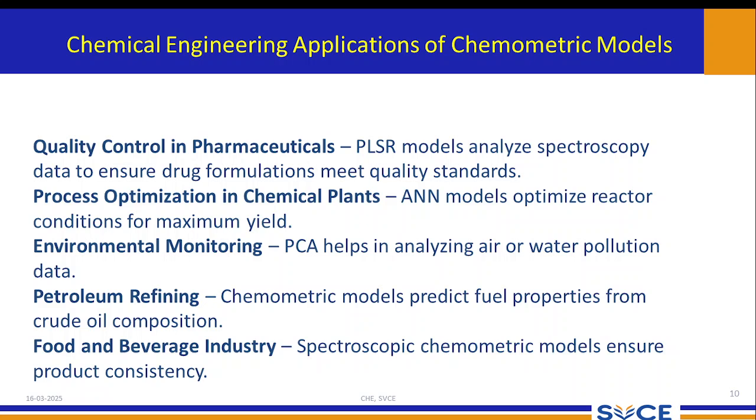Environmental engineering, principal component analysis, helps in analyzing the air or water pollution data. And petroleum refining, chemometric models predict the fuel properties from crude oil composition. Food and beverage industry, spectroscopic chemometric models ensure the product consistency.